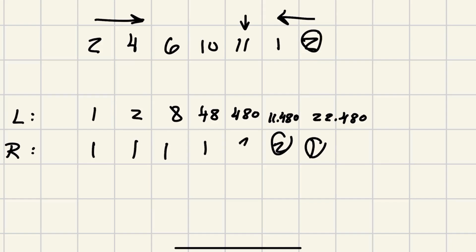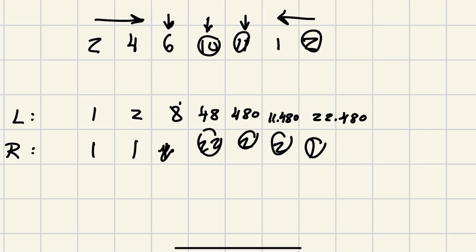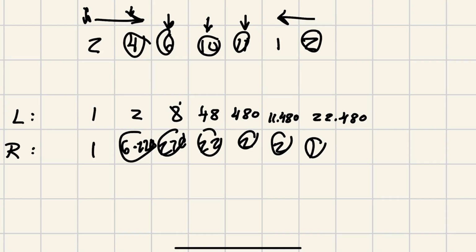Oops. Now we are at 10, we get this 11, everything before it, we get 22. Now we're at the 6, we get this 10, everything before it, which ends up being 220. We are at the 4, we get the 6 and everything before it, which is just 6 times 220. We're at the 2, we get 4 times this, and we end up with 24 times 220.